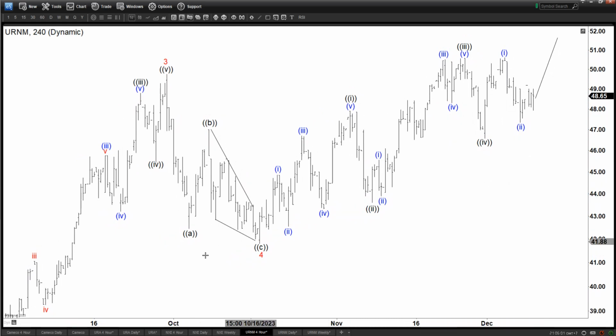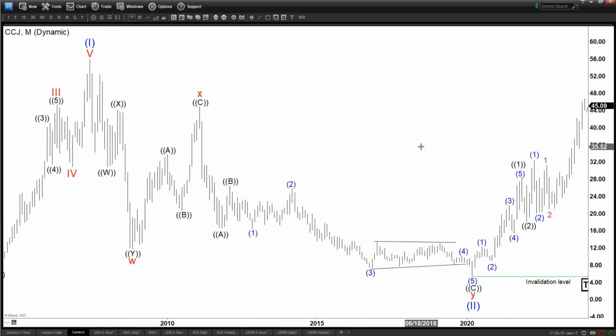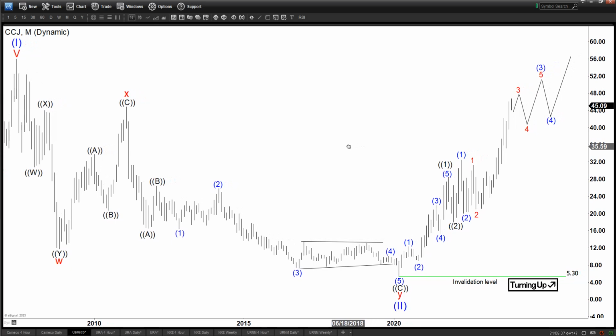so that's URNM. Let's go to the chemical right now, which is the stock here. We are going to the miners right now. This is CCJ monthly time frame. We ended with 1 here, and then we got a WXY double zigzag ended with 2 here at 2020, which is the COVID-19 low again, $5.30. Since then, it has rallied tremendously here, almost near the previous peak here.